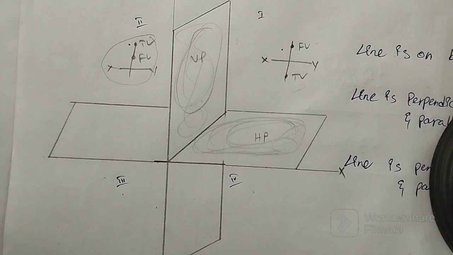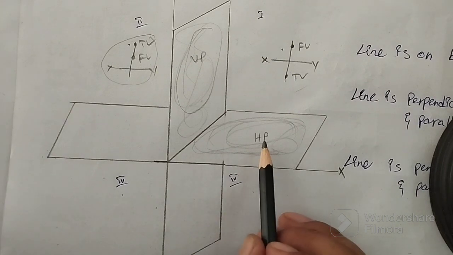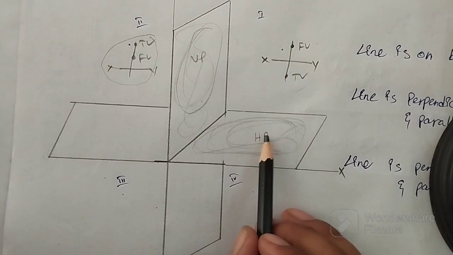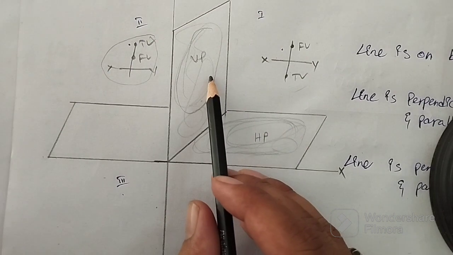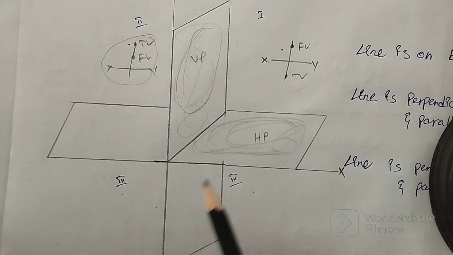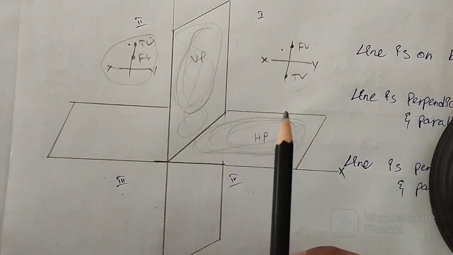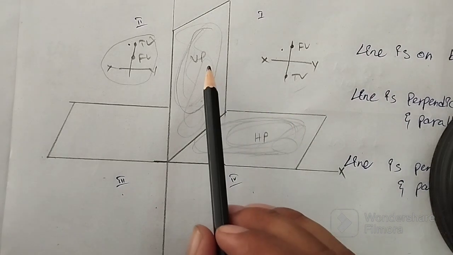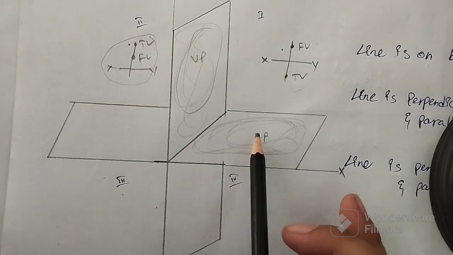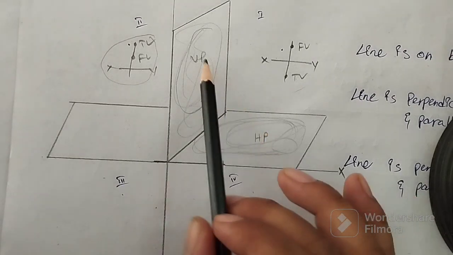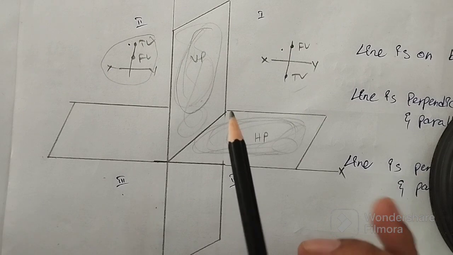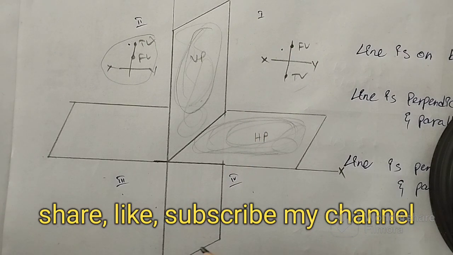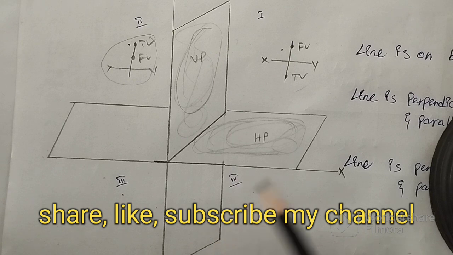We have different cases. A point or a straight line can be parallel to HP but perpendicular to VP, or else a point or a straight line could be perpendicular to VP but parallel to HP. So there are different cases. What are the cases we'll be discussing in today's class? Out of those we'll discuss any 4 cases.